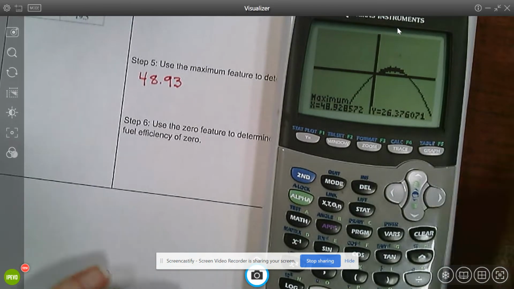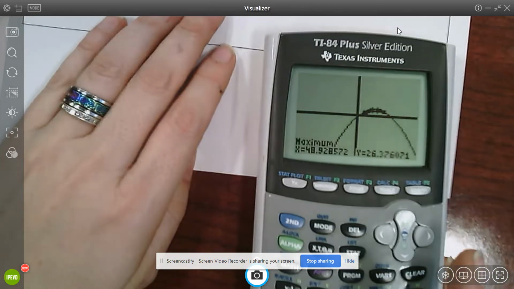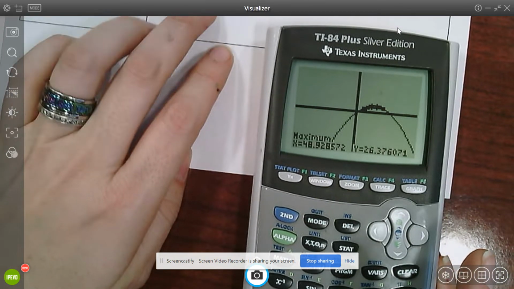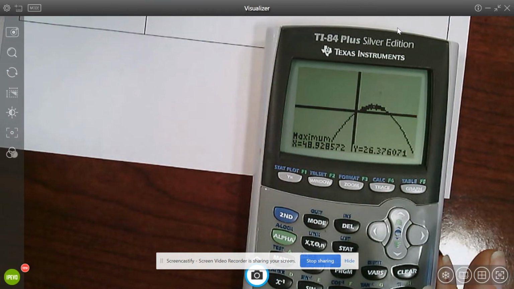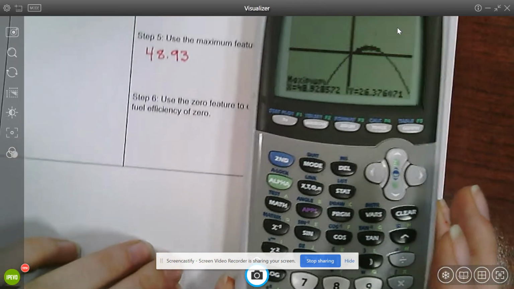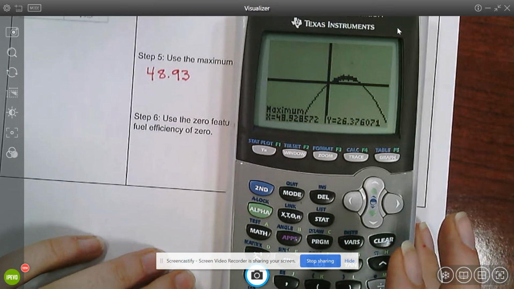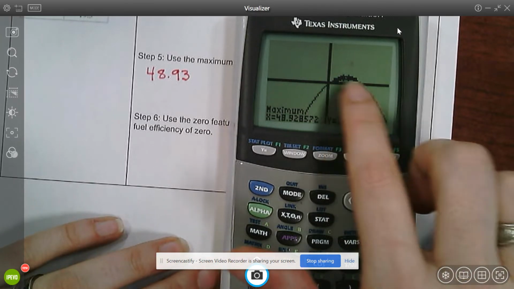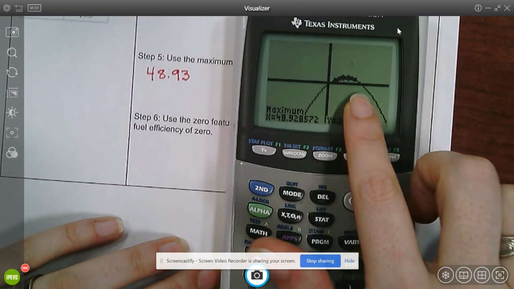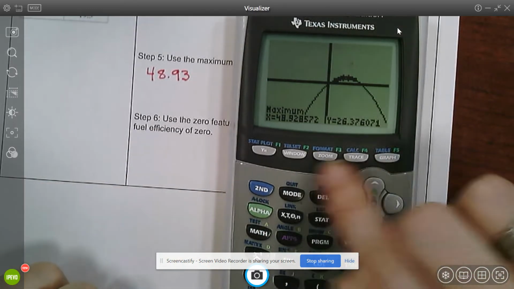Okay, that's my maximum. The next question is asking for the x-intercepts. And the x-intercepts in this case are going to tell us our fuel efficiency at 0. So it's a break-even point. I'm not being fuel efficient, I'm not being not fuel efficient, but it's at 0. So in order to do that, I need to know what my x-intercepts are. Again, you could estimate these, but we're going to calculate.